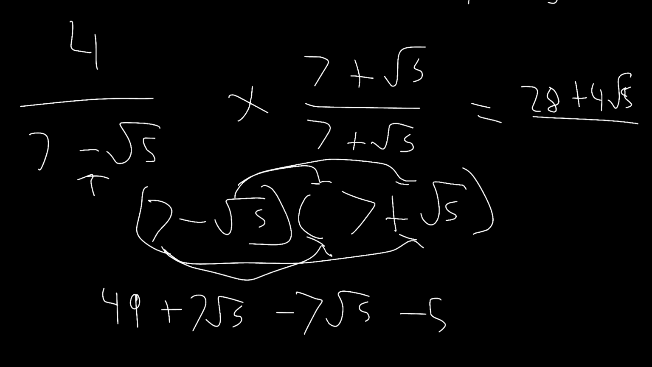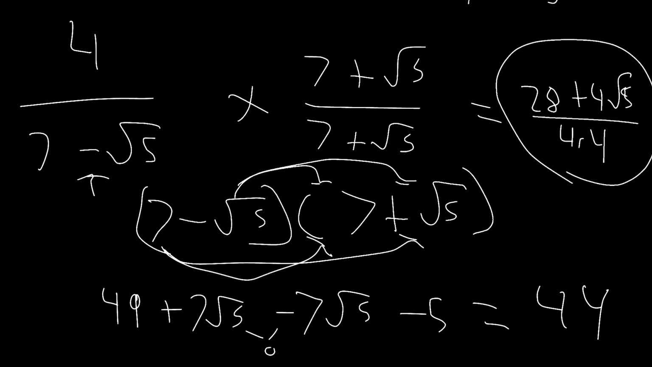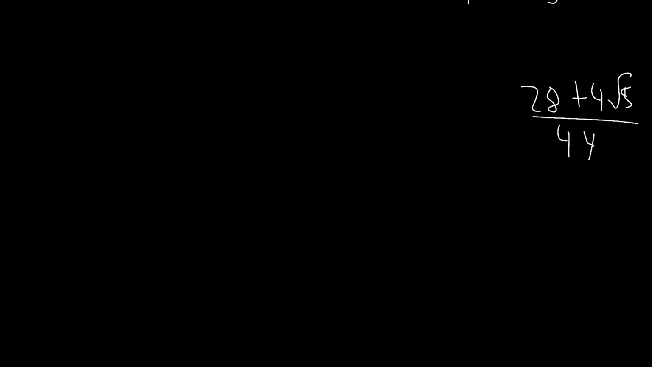So plus 7 root 5 minus 7 root 5 gives me 0. And then 49 minus 5 gives me 44. So at the bottom, we'd have 44, and that is my final answer. Now, one more thing, to simplify this even further, we can divide 28, 4, and 44 by 4, as the highest common factor of each is 4.